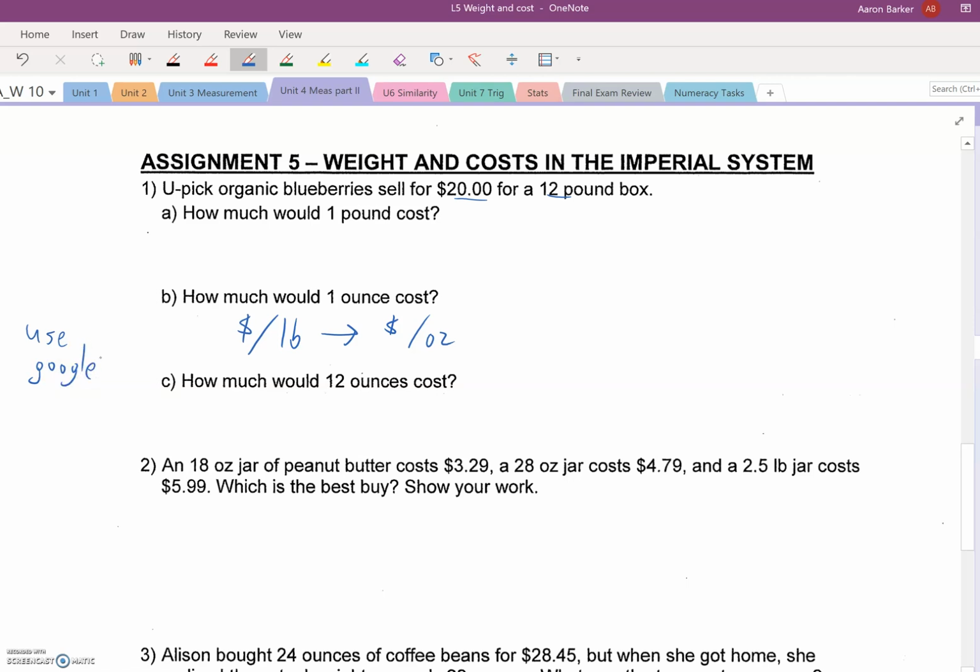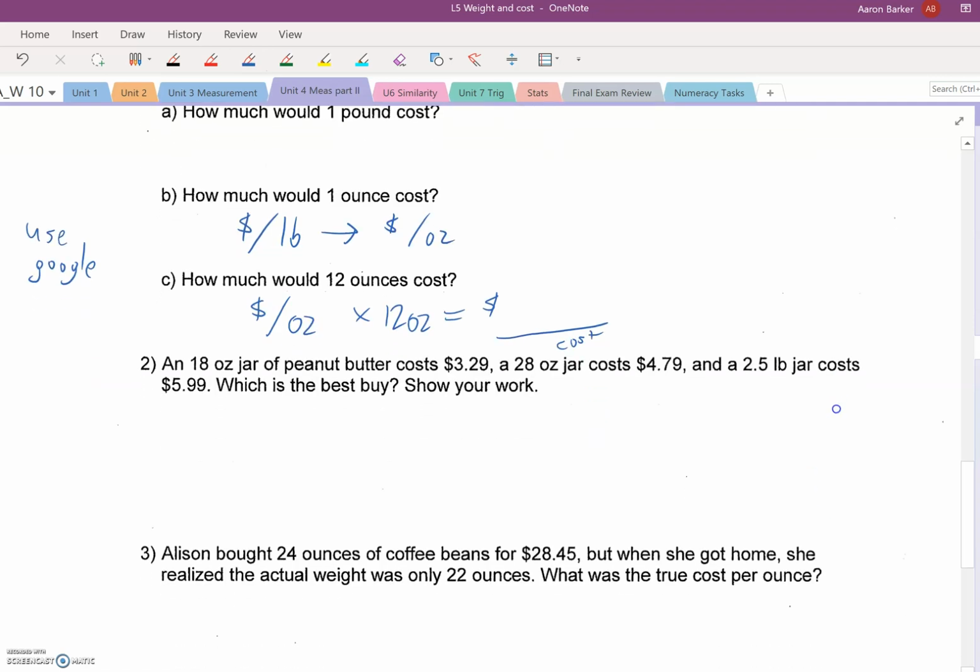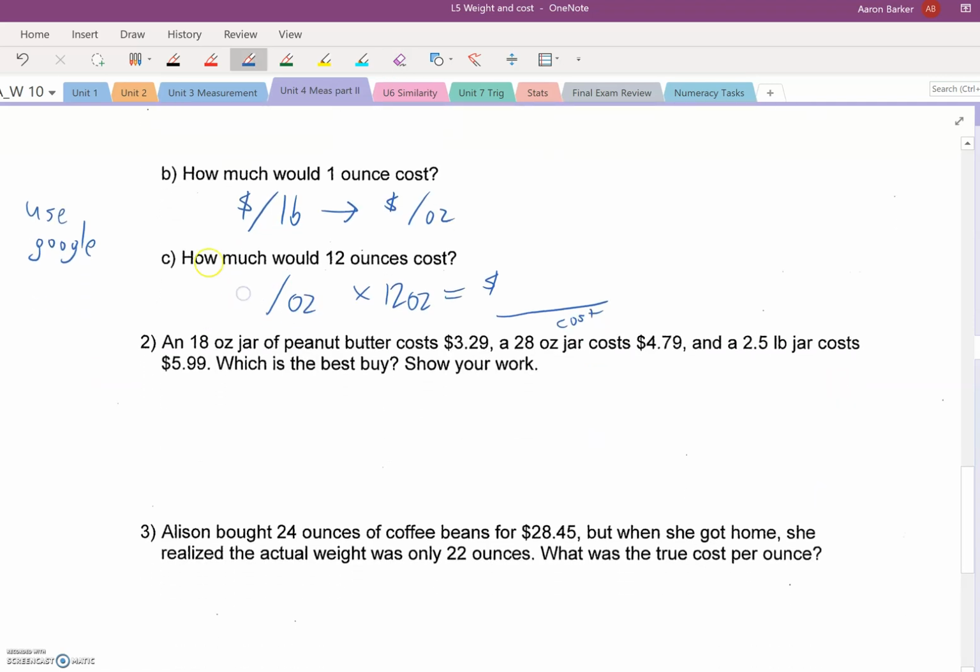How much would 12 ounces cost? 12 ounces then. So then you would take your cost per ounce, and then you would times that by 12 ounces. And that will equal your cost. Okay, so you've got to figure that out from up above. And you know what, I'll just leave a space here so you can write it in there. So you've got to figure out from up above what that number is, and then times it by 12.